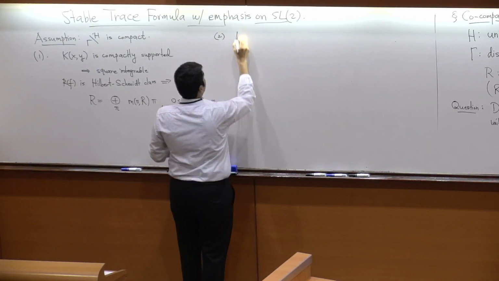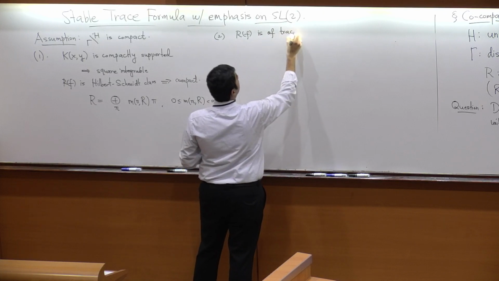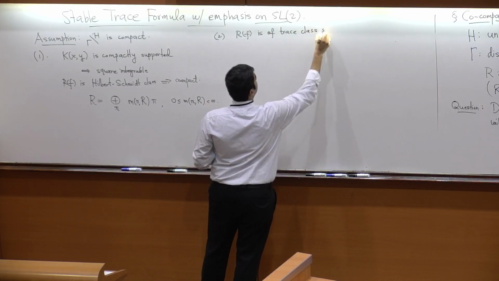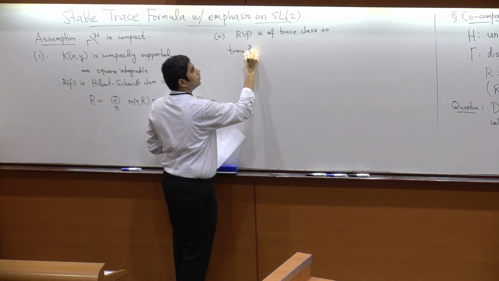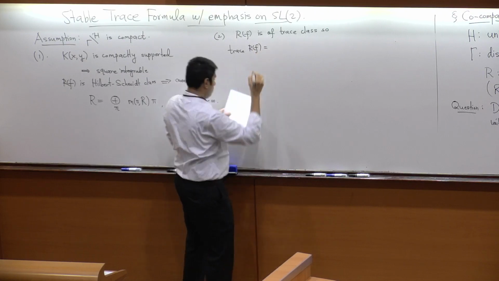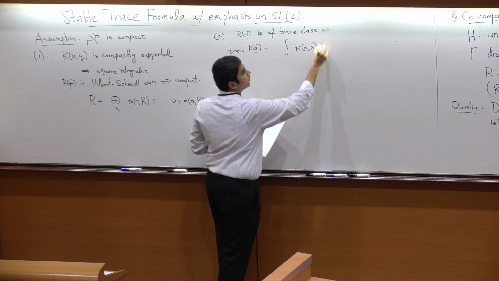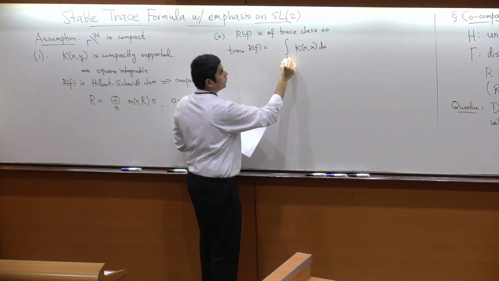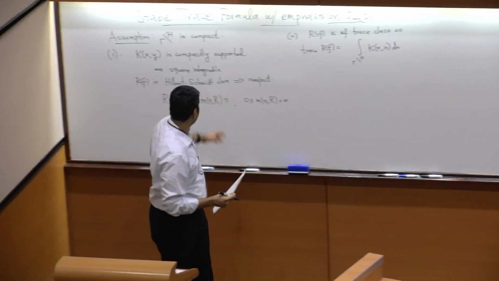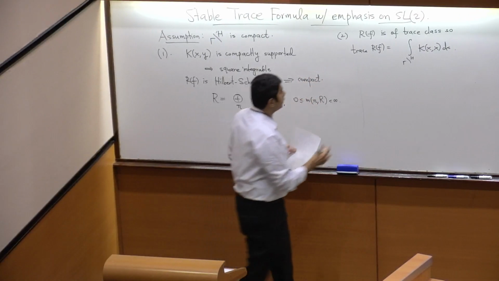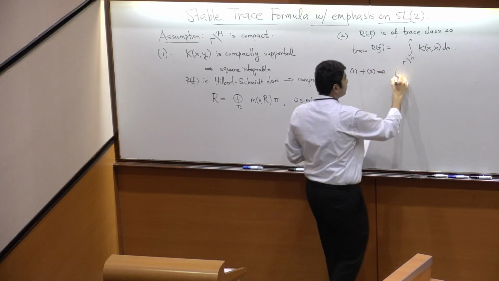So second is that R(f), this operator, is of trace class. So you can take the trace, and the trace of R(f) is the integral of K(x,x). Integrate along the diagonal, you get the trace. This is the conclusion.